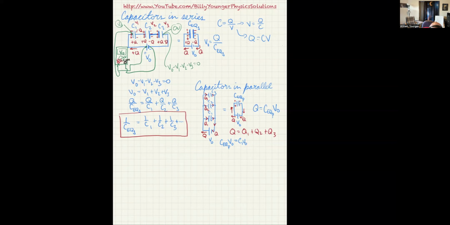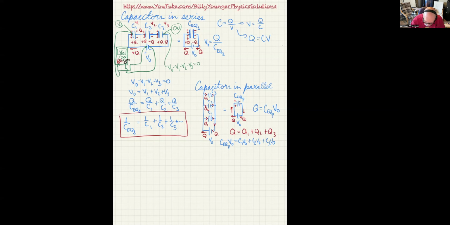Notice it's actually C1 times V1, but we learned in lab already that when you connect things in parallel, then the voltage across each of them is all the same. And since there wasn't anything but the capacitors in parallel, the voltage across the capacitor will be exactly the same as the voltage across the battery. So C1 V0 plus C2 V0 plus C3 V0 is our actual equivalent statement of conservation of charge.